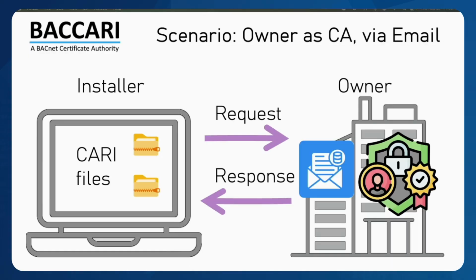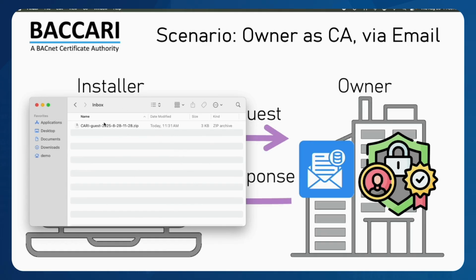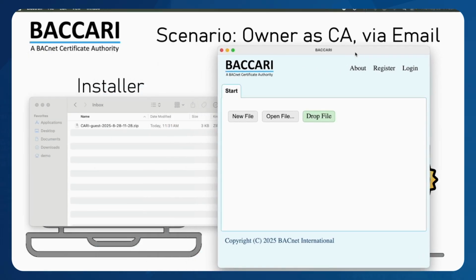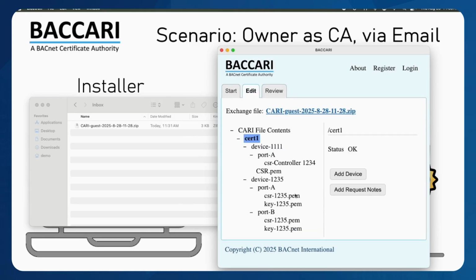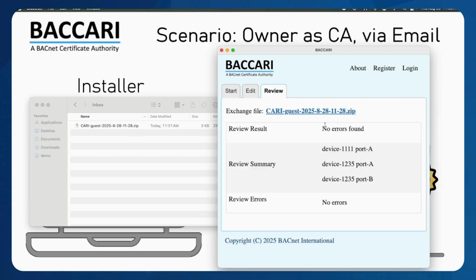So now let's return to the owner's view of things. He's received this zip file, this carry file, in an email. So he brings up his copy of BACCARI and either opens the file or lets's just drop it on there. Now you notice there are no errors found. Immediately takes you to the review tab. Everything looks good. He can look at the details if there's some reason to, but if the owner is expecting this, then he can simply proceed to signing it.